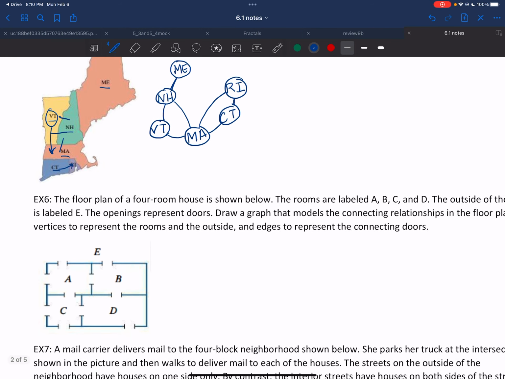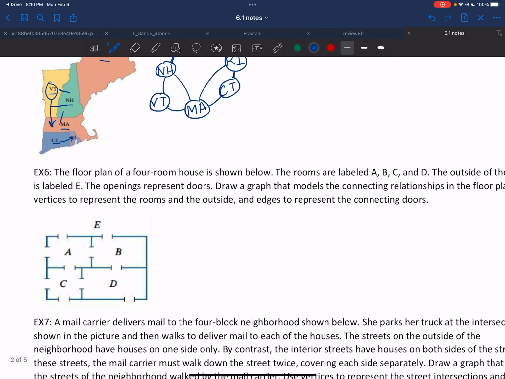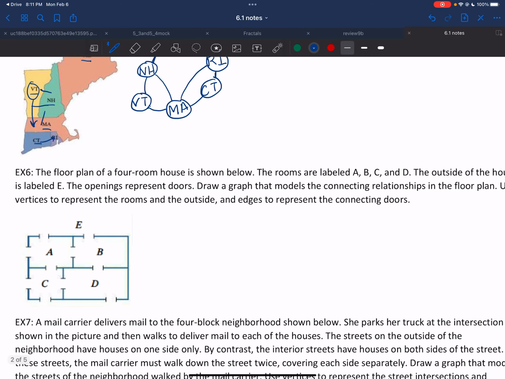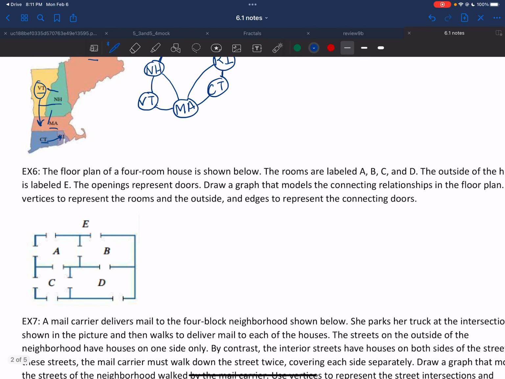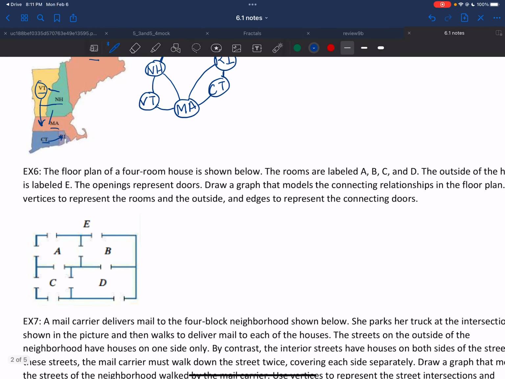All right, example 6, we have a floor plan of a 4-room house as shown below. The rooms are labeled A, B, C, and D. The outside of the house is labeled E. The openings represent doors. Draw a graph that models the connection relationship in the floor plan. Use vertices to represent the rooms and the outside and edges to represent the connecting rooms.